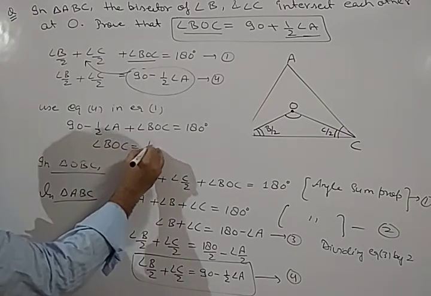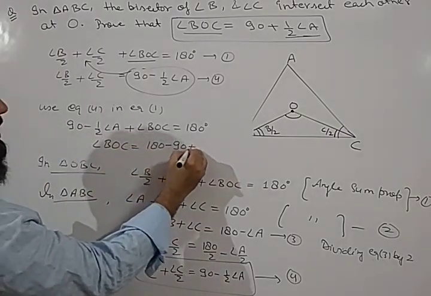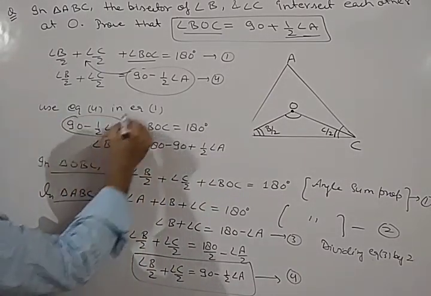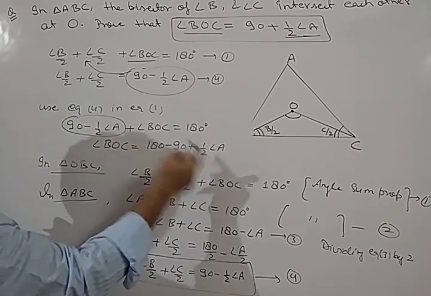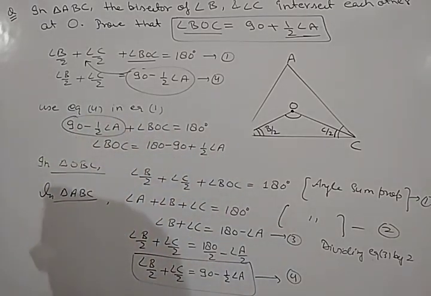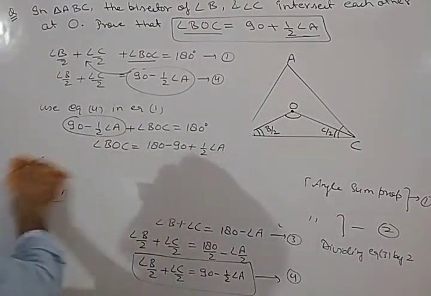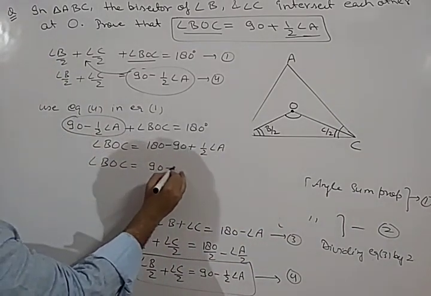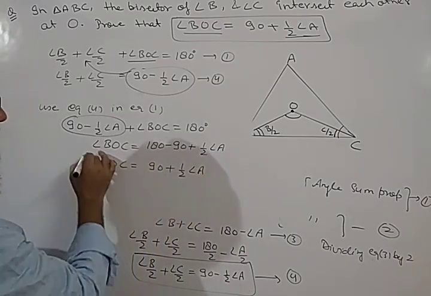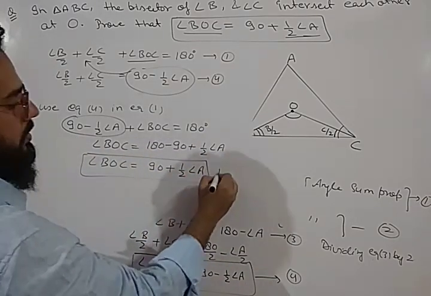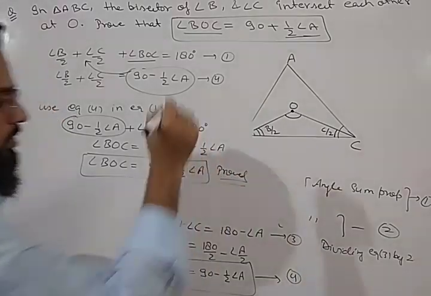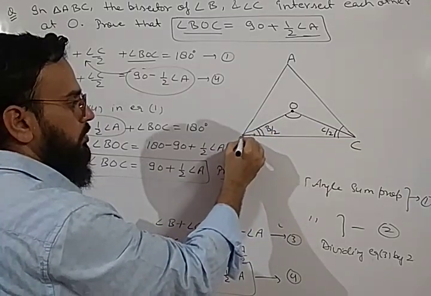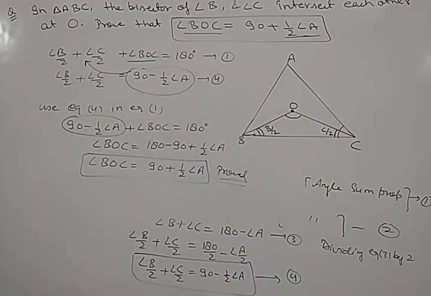So we will get angle BOC is equal to 180 minus 90 plus half of angle A. Taking this term 90 minus half of angle A to the right hand side, it will be minus 90 and plus half of angle A. So we have proved it. What was required? We get angle BOC is equal to 90 plus half of angle A, and this was the required proof. So this is our proof. It is very important. It is generally asked in your examination also, so note it down from the starting.